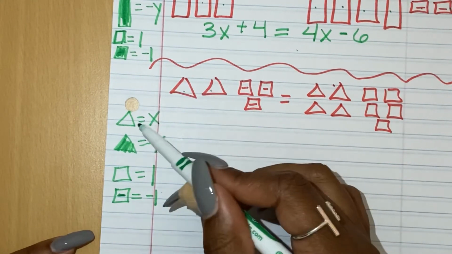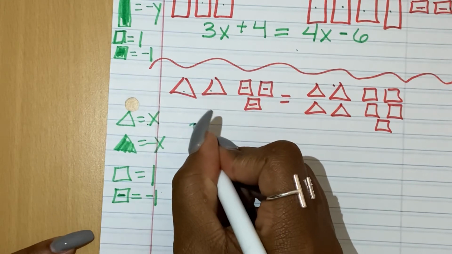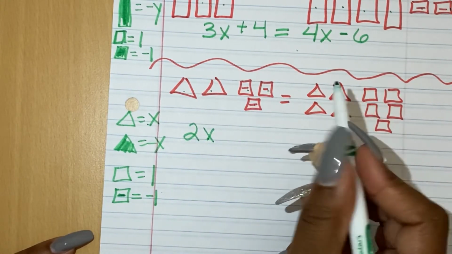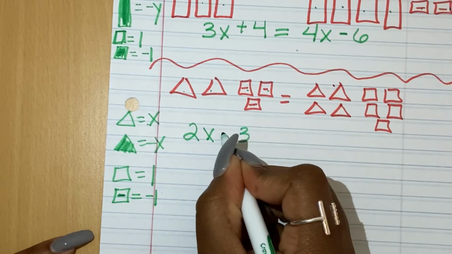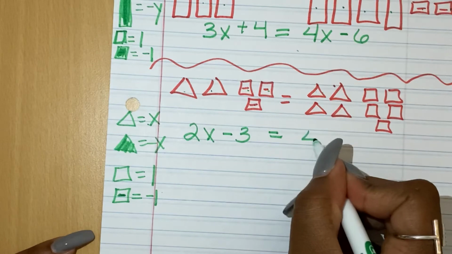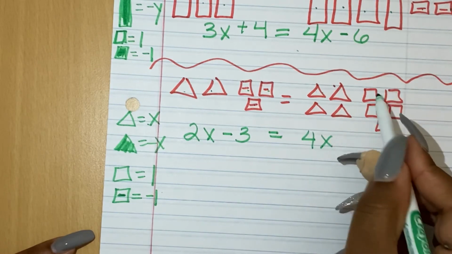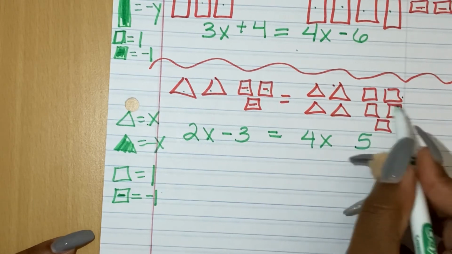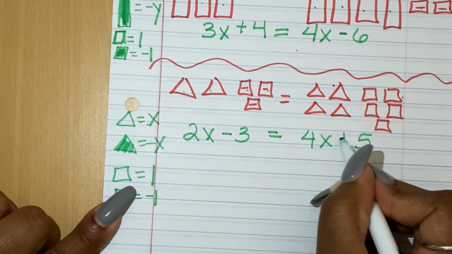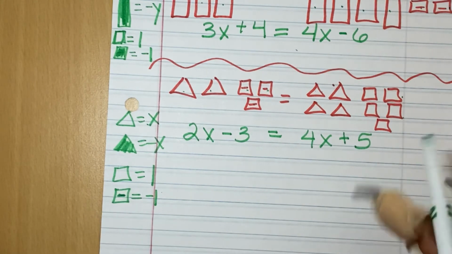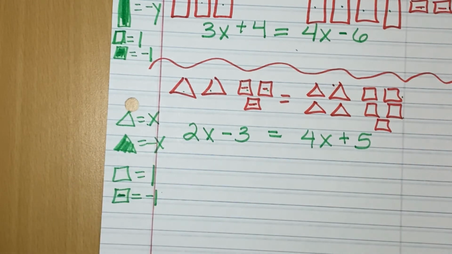I see 1, 2 x's. So 2x. Here are 1, 2, 3 squares with negatives in them, so minus 3 equals, here's 1, 2, 3, 4 x's. 1, 2, 3, 4, 5. There are 5 squares with nothing in them, which means that they are positive, worth positive 1, so plus 5. Okay? That's it.